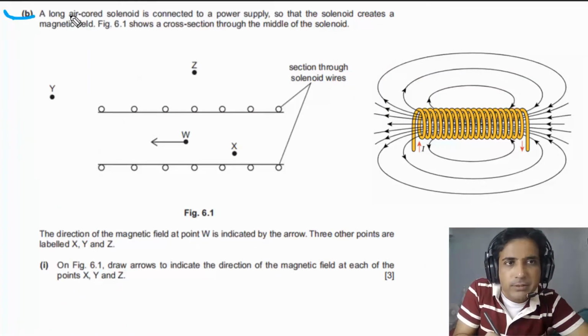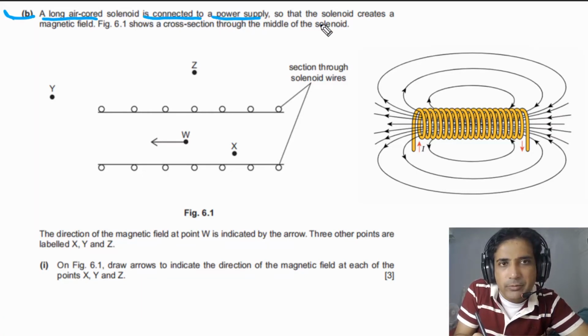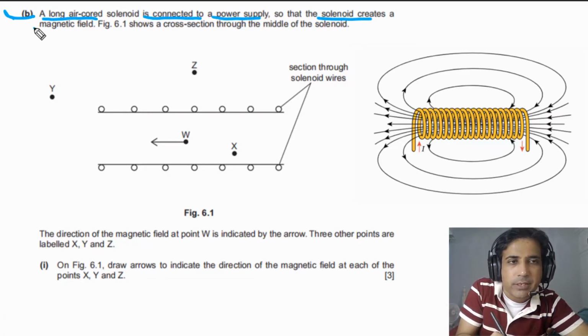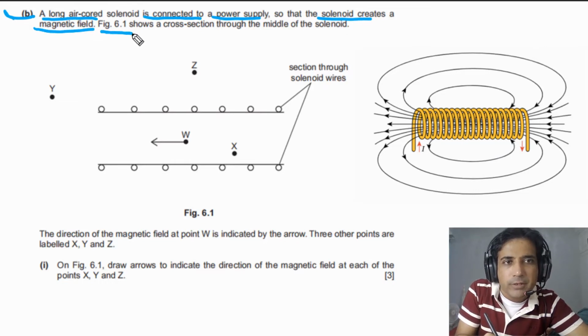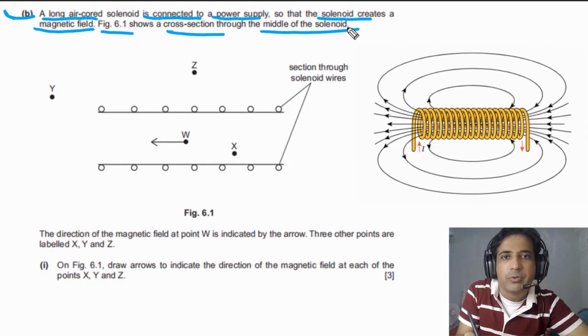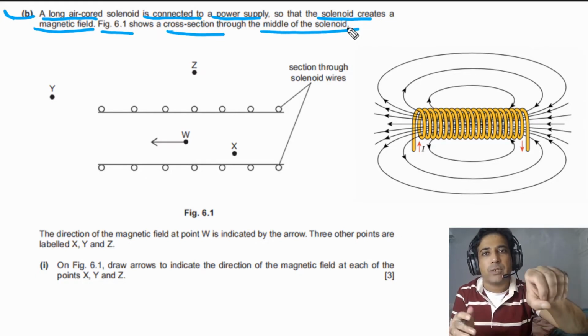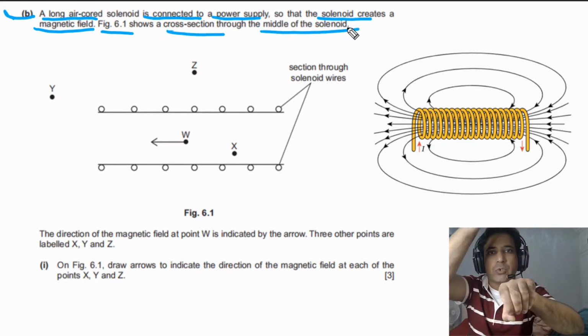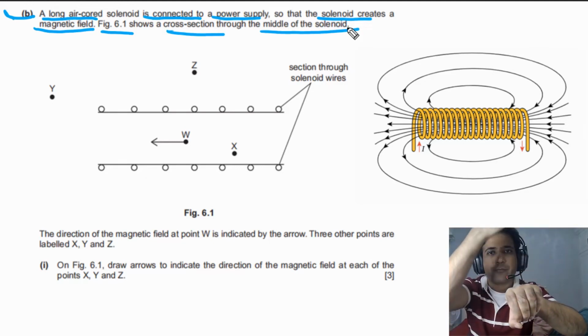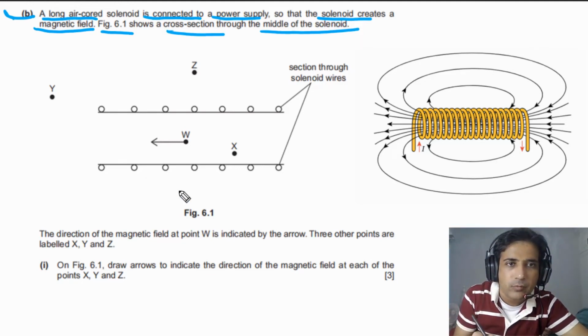For part B, it is given to us a long air core solenoid is connected to a power supply, so that the solenoid creates a magnetic field. Figure 6.1 shows a cross section through the middle of the solenoid. So imagine that we have the solenoid like this, and we cut this solenoid from the middle, from the center, and this is what we will see then. So these are the wires.